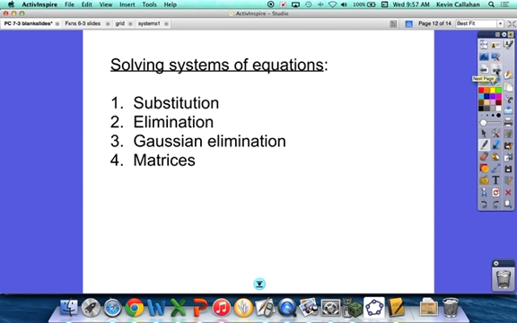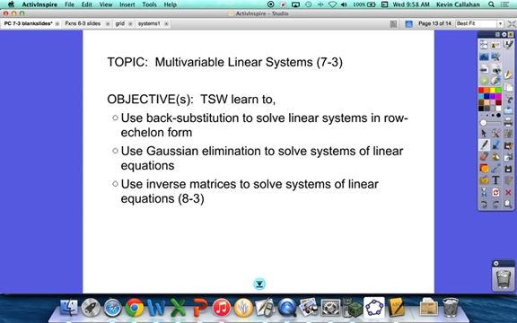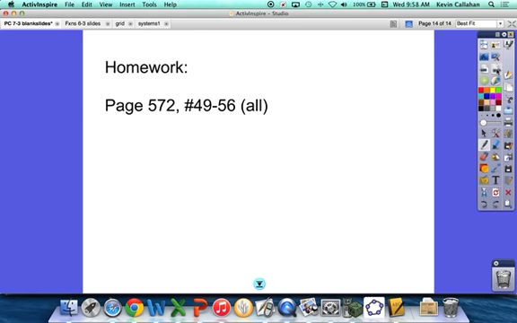So that is then our coverage of systems of equations. We did substitution, elimination, Gaussian elimination we saw today, and then the matrices. And there is one more lesson we're going to do next class, which will use some basic substitution and elimination to do a thing that you will be asked to do in calculus. And they appreciate if we've at least talked about it here. So that's what we did.